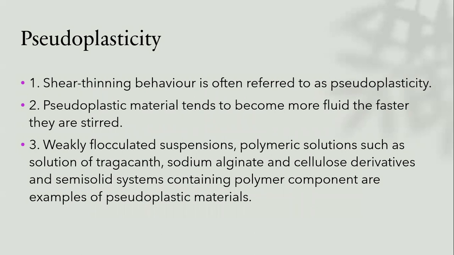What is pseudoplasticity? Pseudoplasticity is basically shear thinning behavior, often referred to as pseudoplasticity. जो shear thinning behavior होता है, this is also known as pseudoplasticity. Pseudoplastic materials tend to become more fluid the faster they are stirred. They get more fluid-like when they are stirred very fast. Weakly flocculated suspensions, polymeric solutions such as solution of tragacanth, sodium alginate, cellulose derivatives, and semi-solid systems containing polymer components are examples of pseudoplastic material.